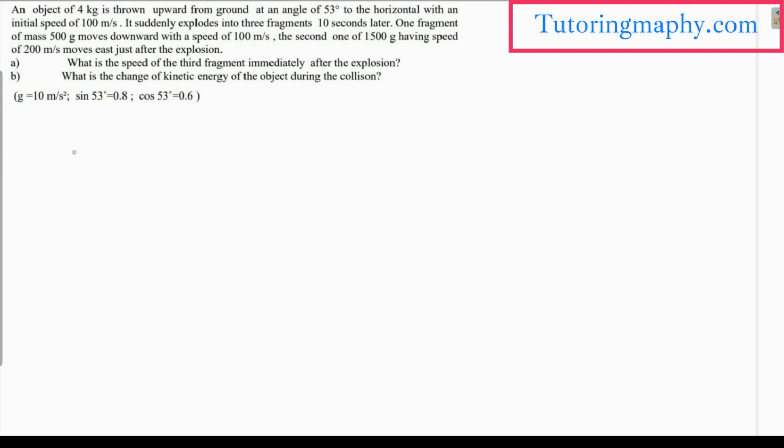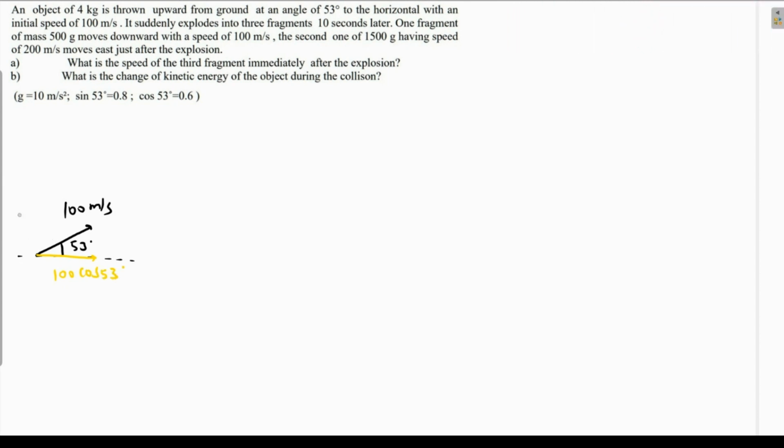Okay, so it is shown like this: 100 meters per second at 53 degrees. After 10 seconds, first we have to find the speed. If we make the components, this is 100 cosine of 53 degrees, and the vertical component is 100 sine of 53 degrees. The horizontal component is not going to change, right? Because there is no horizontal acceleration. Only the vertical component will change.